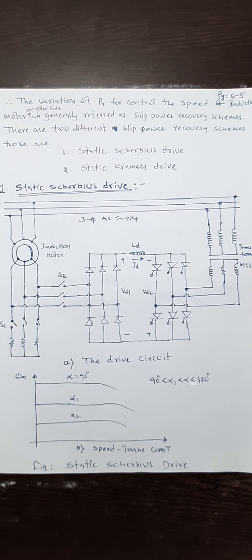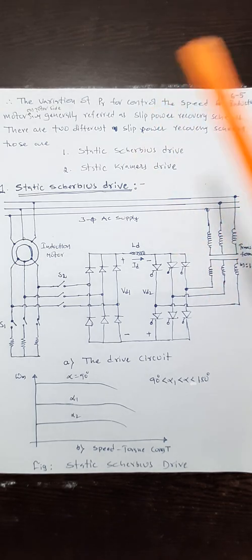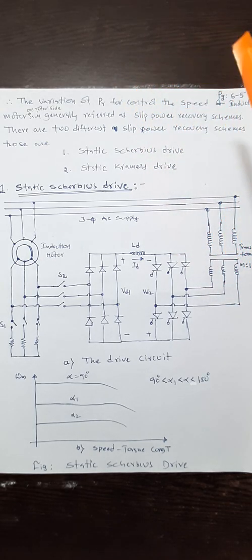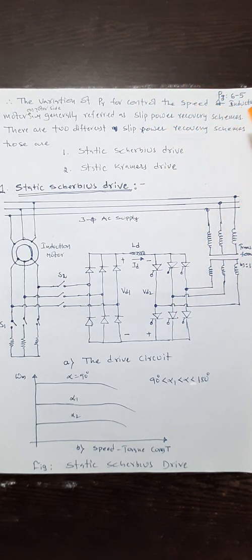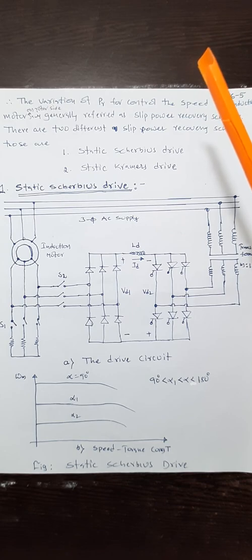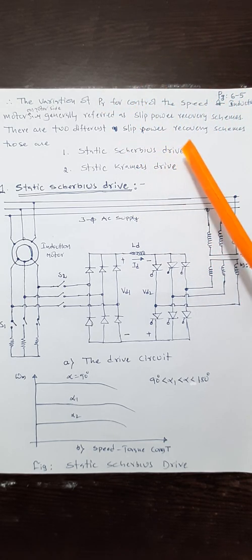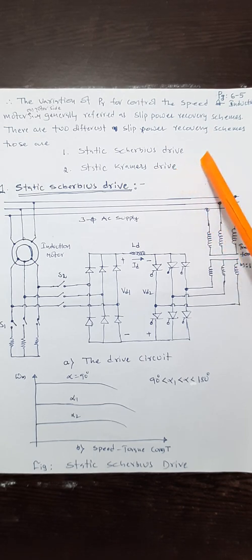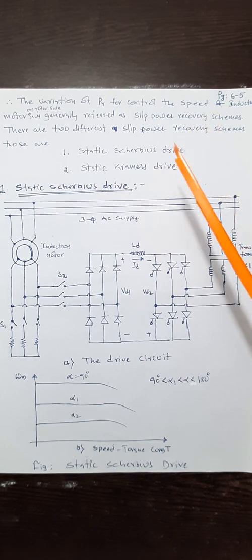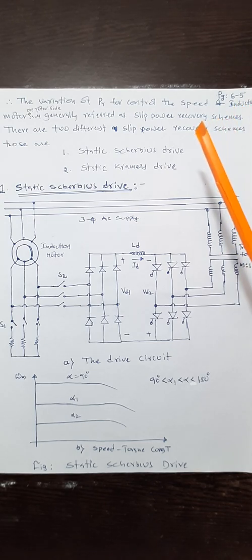After the discussion of that introduction, you have to conclude what the slip power recovery scheme is. The variation of PR for controlling the speed of an induction motor on the rotor side is generally referred to as slip power recovery schemes. Slip power recovery schemes are classified into two different schemes: one is the static Kramer drive, another one is the static Scherbius drive. From an examination point of view, in my perception, there is no question paper without these questions.